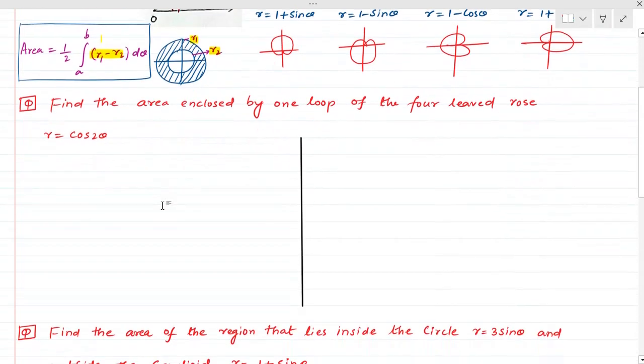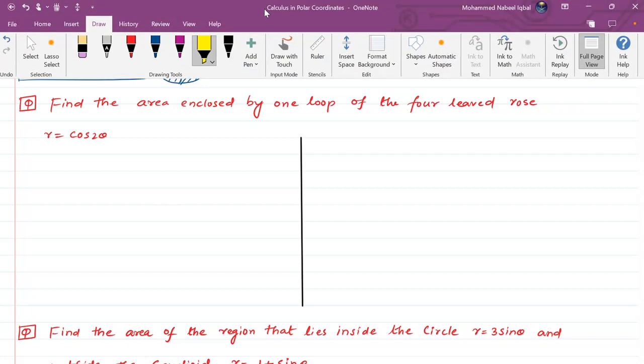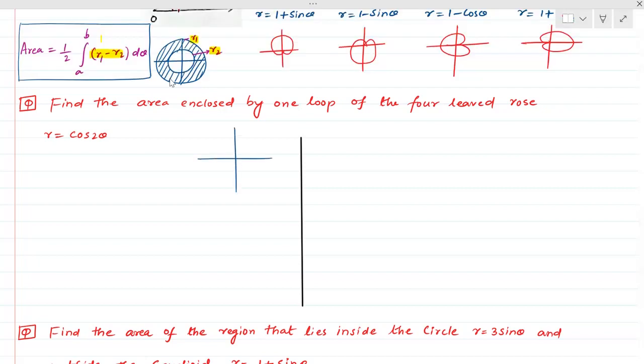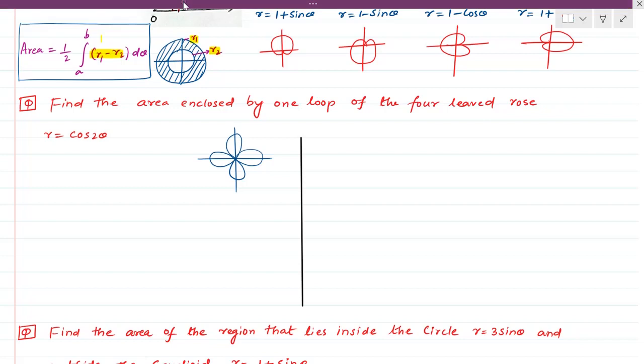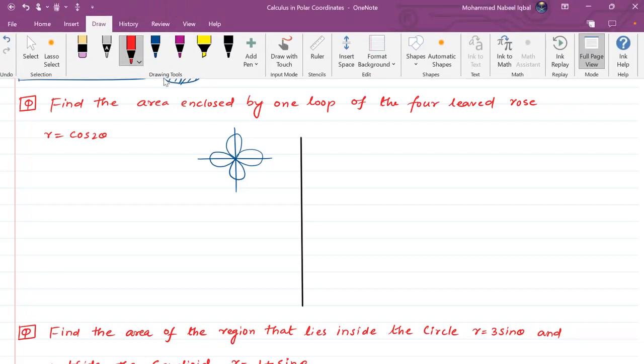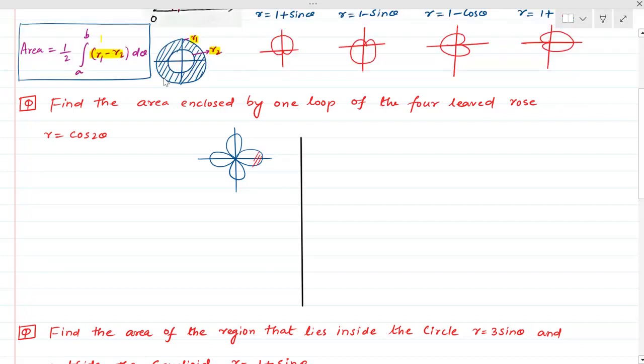Now let us start with the first problem. It is the area of one loop of the four-leaf rose r equals cosine 2 theta. First of all, I have to draw the graph of this one. The graph is like this. You have 8 leaves, but I want to calculate only one leaf. I will take the first part, which is the easier one.